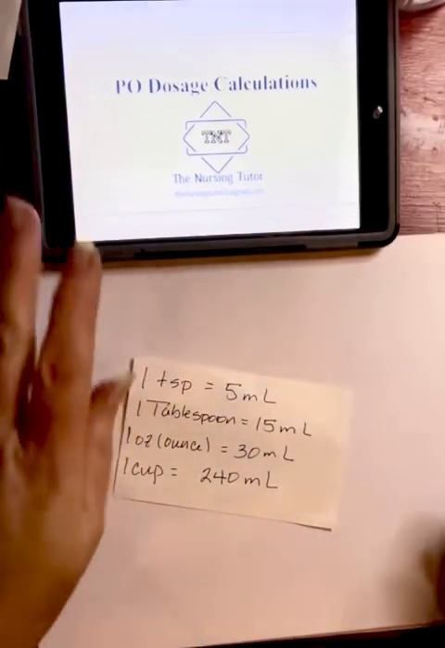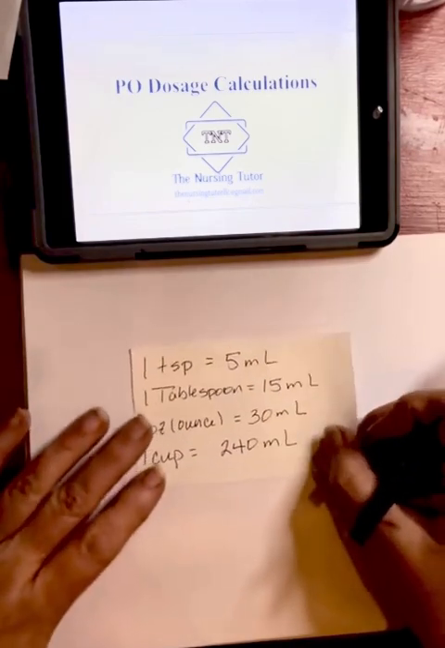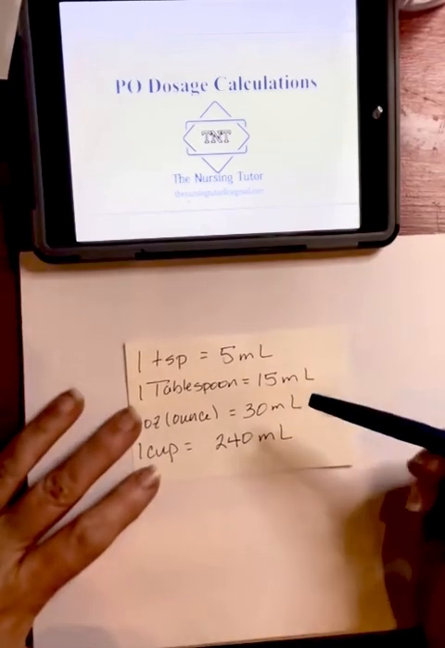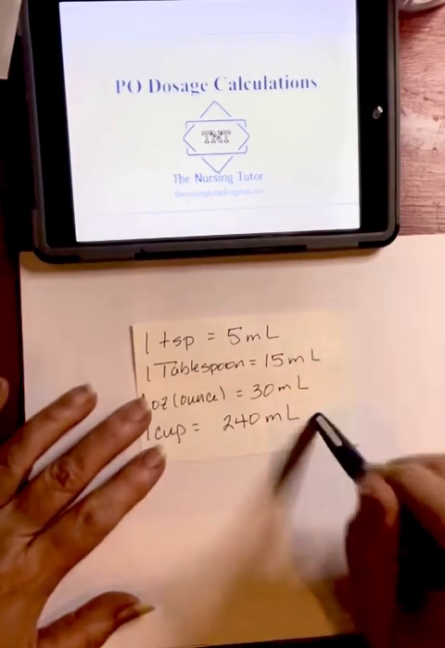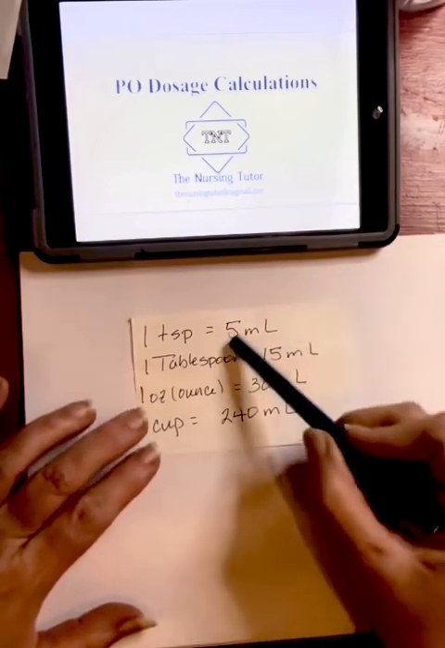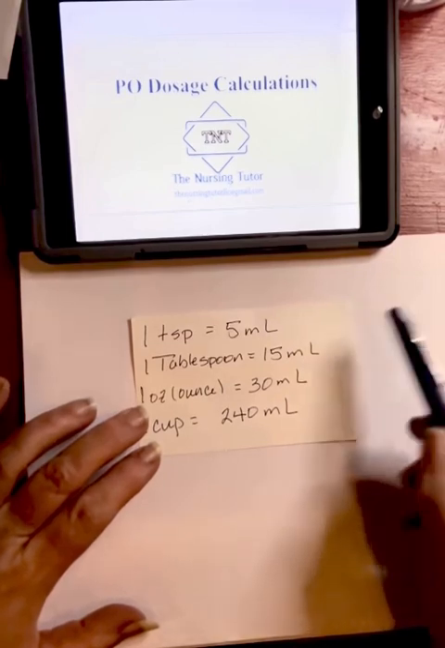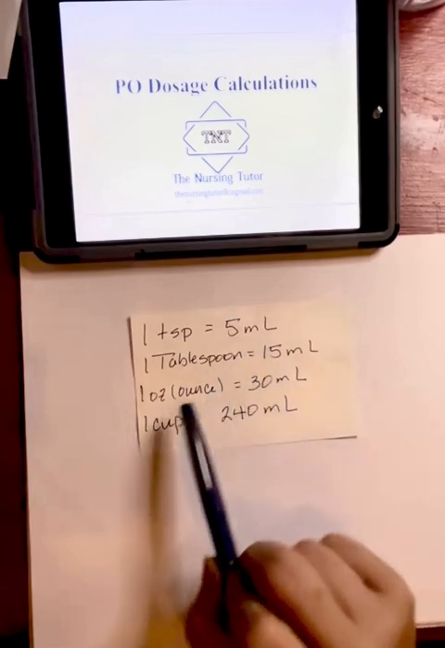This video is going to be about the basics of dosage calculation, the foundational things that you have to be successful. And you have to know these conversions. If you know these 4 conversions, you can figure anything out. If you know 1 teaspoon is 5 milliliters.